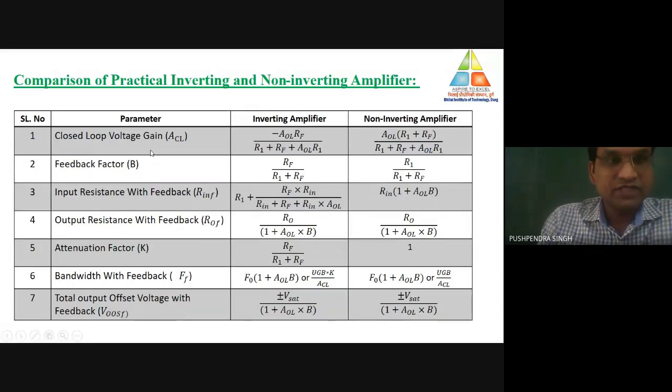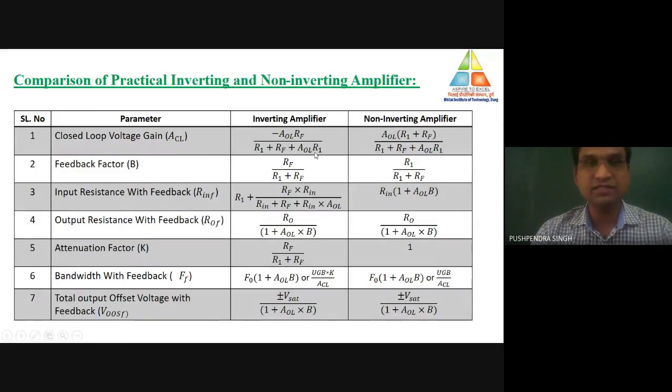So first parameter is closed loop voltage gain. As we had derived the expressions in case of voltage shunt and voltage series amplifier in our last lecture, closed loop voltage gain is negative of open loop gain A_OL into RF divided by R1 plus RF plus A_OL into R1, where R1 is the input resistance and RF is the feedback resistance of the circuit. And in case of non-inverting amplifier, as we know the phase shift is 0 degree, that's why the sign is positive. So positive A_OL, open loop gain, into R1 plus RF divided by R1 plus RF plus A_OL into R1.